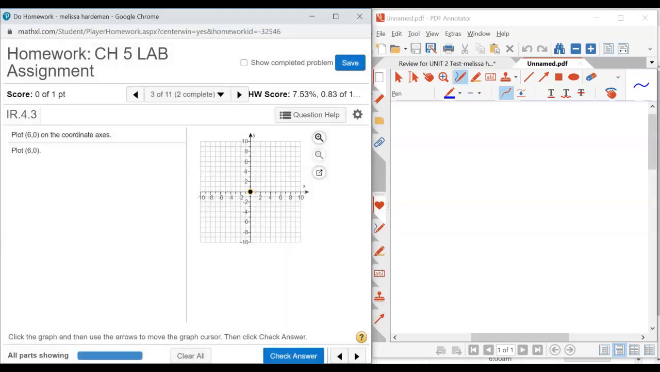Here we're just going to plot some points. So I want to plot the point 6, 0. Remember the 6 is your x value, the 0 is your y value. So I would go over 6, and I would go up or down 0, so I would just stay right there. That would be the point 6, 0.